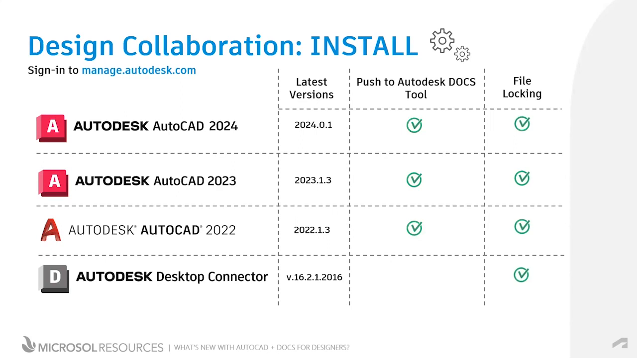Aside from AutoCAD, Desktop Connector is an integral part of the collaboration process, and the latest version can also be downloaded from manage.autodesk.com. On your screen, you are now seeing the latest version from AutoCAD 2022, AutoCAD 2023, and AutoCAD 2024, as well as for Desktop Connector. We will now take a few minutes to explain what the Desktop Connector is and the vital function it plays in this design collaboration process.